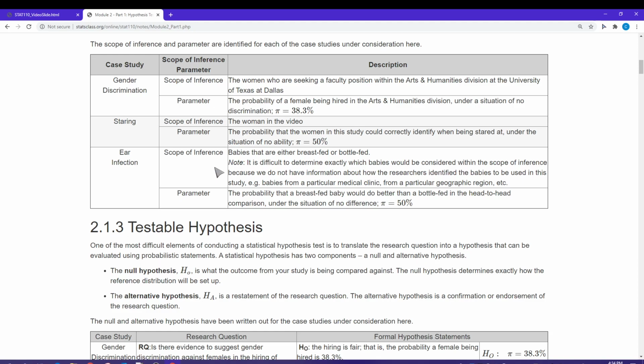Now, it is difficult to determine exactly which babies would be considered within the scope of inference, because we don't have information about how the researchers identified these babies to be used in this study. So babies from a particular medical clinic maybe were used, or maybe from a particular geographic region.